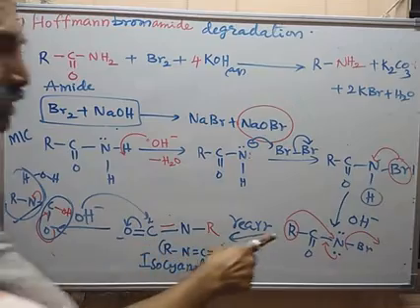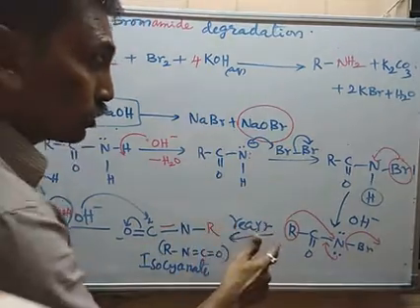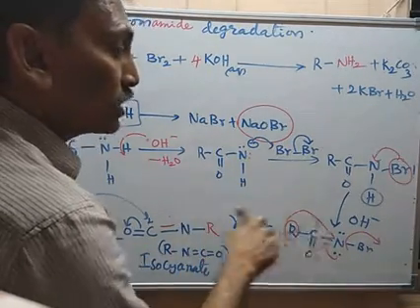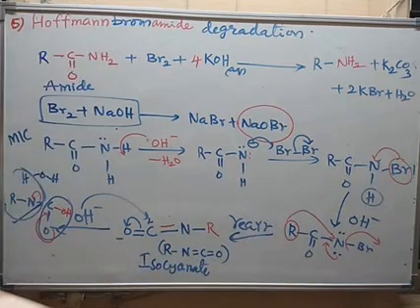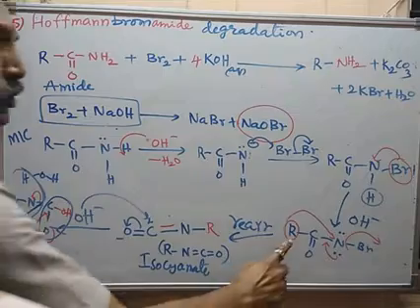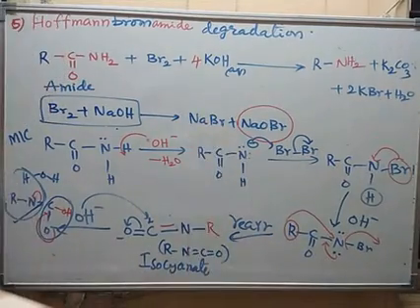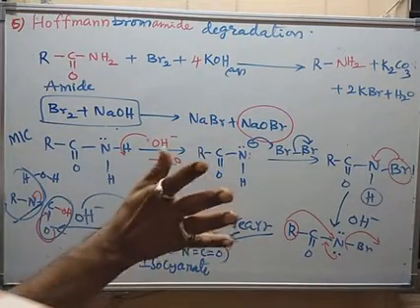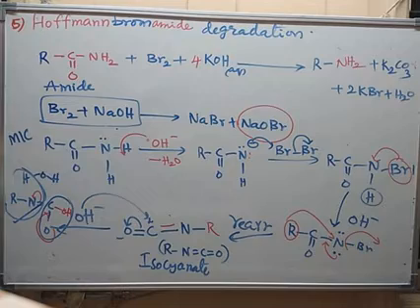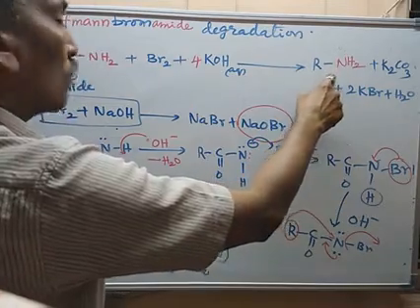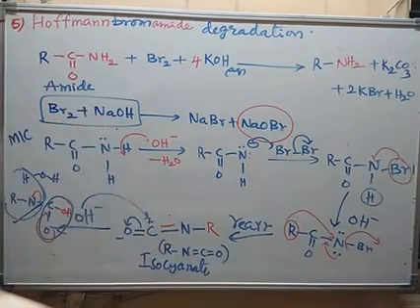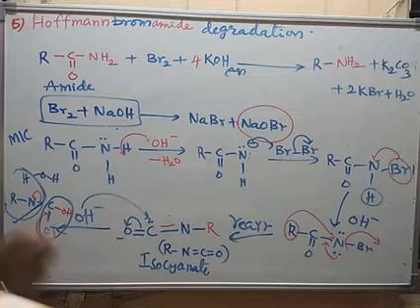So here, if you are interested in the chiral carbon, how does this alkyl group migrate from carbon to nitrogen? Without change in configuration. Retention of configuration of the chiral alkyl group. That is from the competitive point of view. The intermediate is isocyanate, and the product primary amine has one carbon less than the reactant amide.